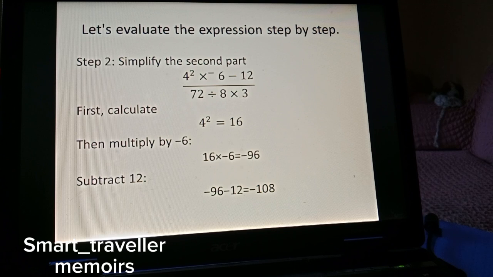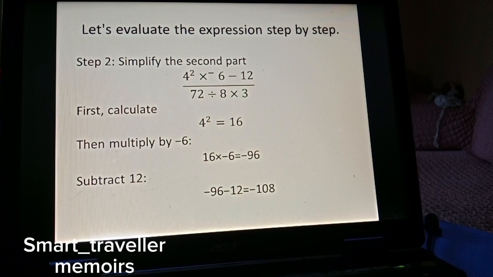Let's evaluate the expression step by step. We still continue to step number 2. Simplify the second part. 4 squared times negative 6 minus 12 over 72 divided by 8 times 3. First, calculate 4 squared, remember "of", which is equal to 16. Then multiply by negative 6. So that now you have 16 times negative 6, and the answer gives you negative 96.